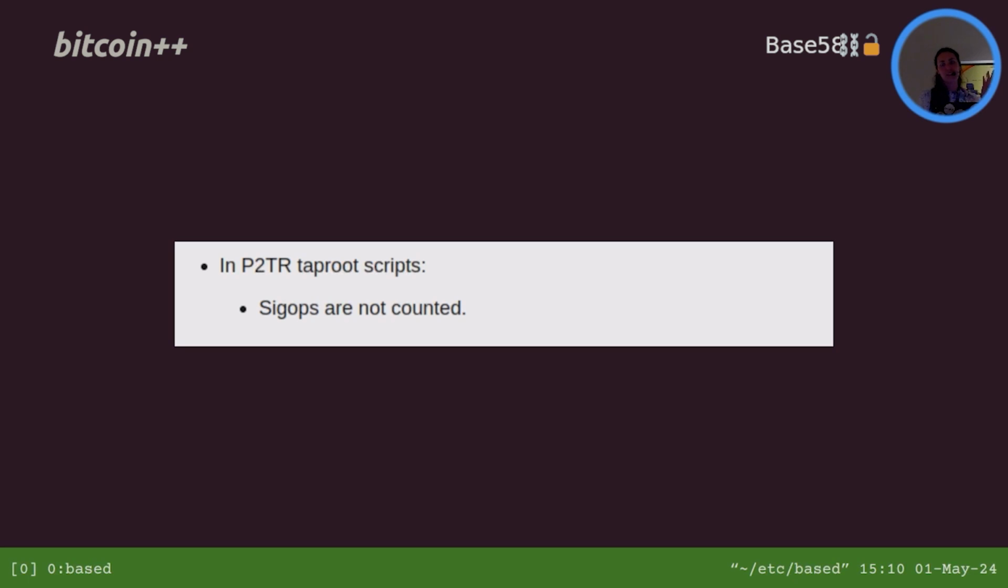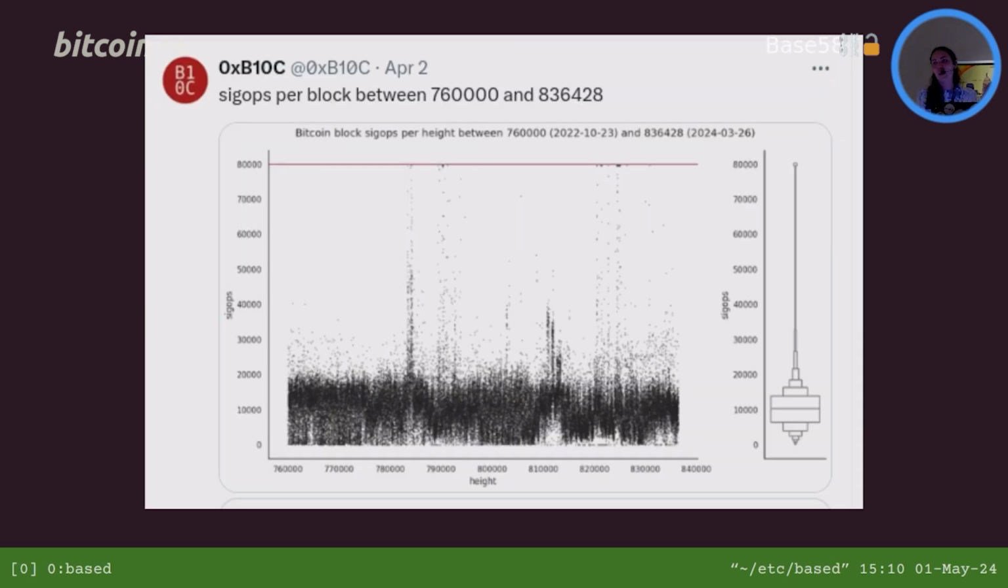Sorry, this is just a graph of all the sig operations in blocks. This guy, 0xb10c, does some really great miner level analysis. He has an analysis here of, if you look at every block that's been mined in the last, I don't know, 130,000 blocks, no, that's math. Anyways, if you look at a bunch of blocks that have been mined, then you graph how many sig operations were inside of each block.